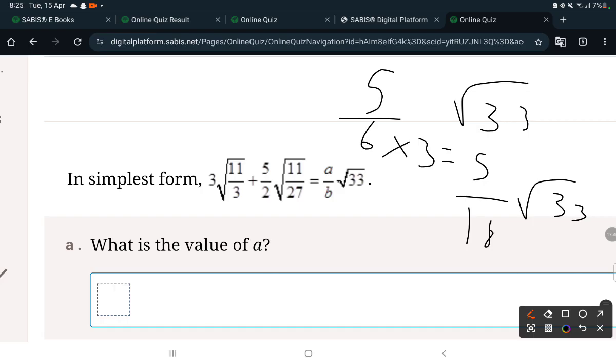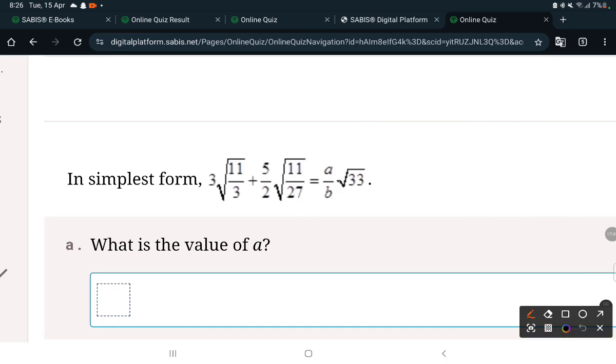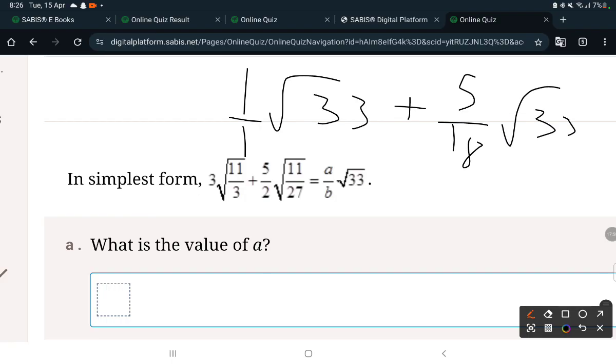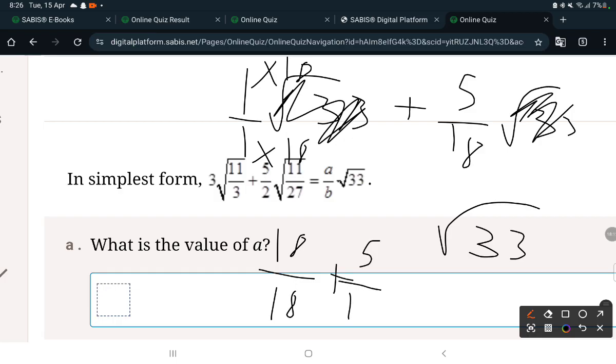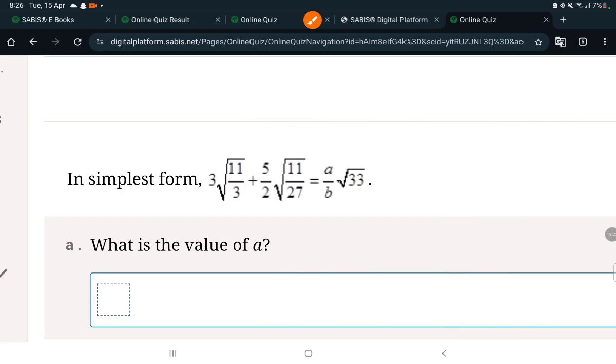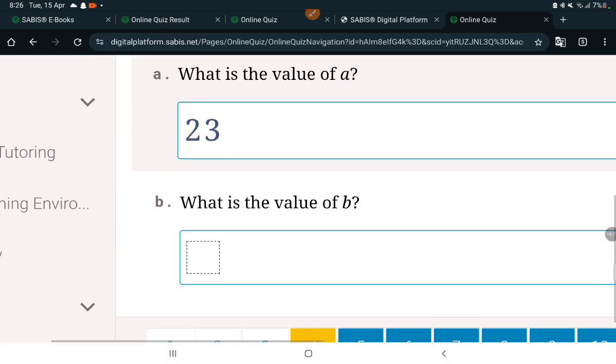Okay, now we need to add the fractions. So we have 1 over 1 radical 33 plus 5 over 18 radical 33. Keep this to the side. So we have 1 over 1 plus 5 over 18. We'll need to have the same denominator, so we multiply by 18 in the first fraction. You will have 18 over 18 plus 5 over 18, which is just going to be 23 over 18. And now you add in the radical 33, so the final answer is 23 over 18 radical 33. So A is 23 and B is 18.